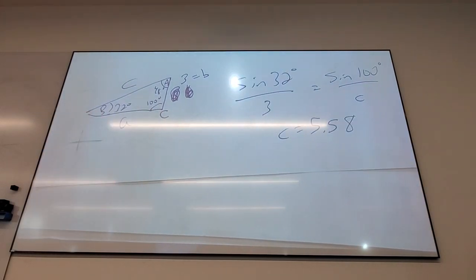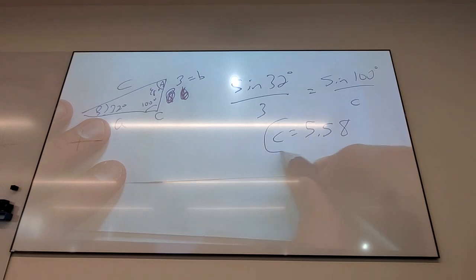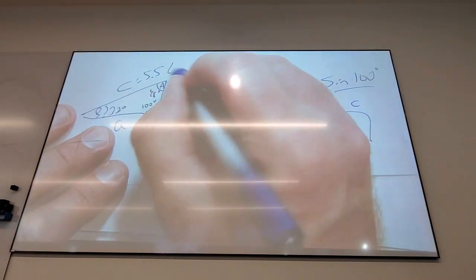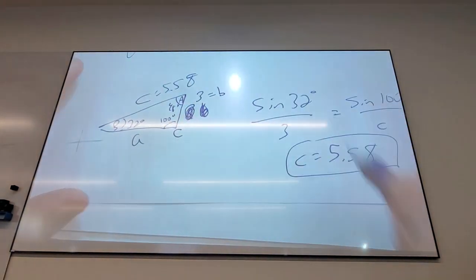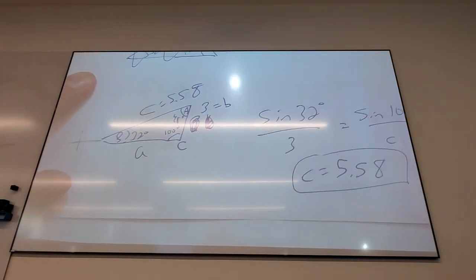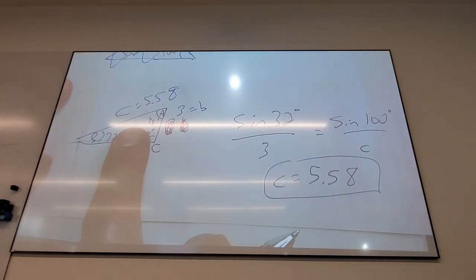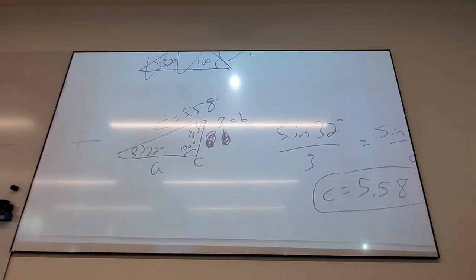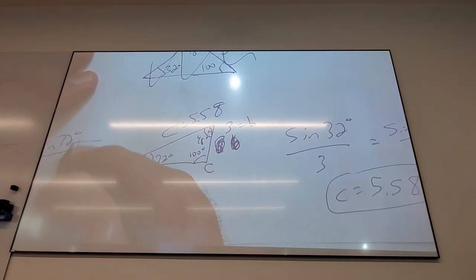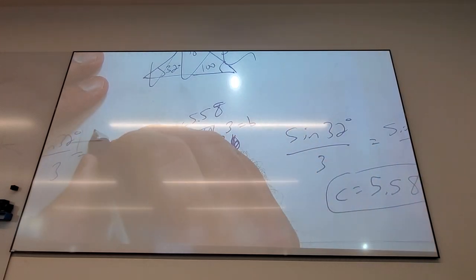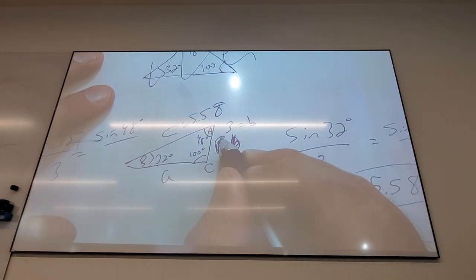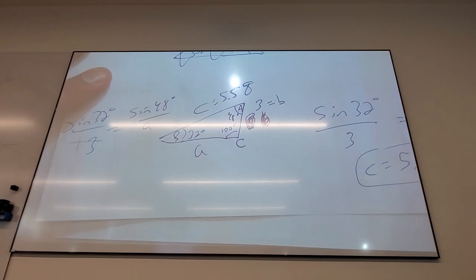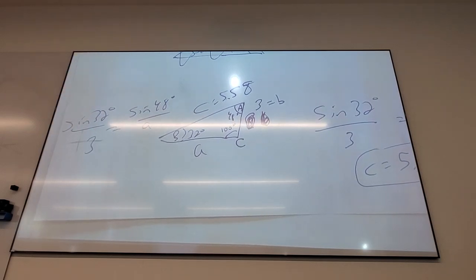And then how do we get A? Instead of putting this here, I could just put the stuff about A, yeah? So it'll be sine 32 over 3 equals sine of 48 over A. So it'll be 3 times sine of 48 divided by sine of 32.